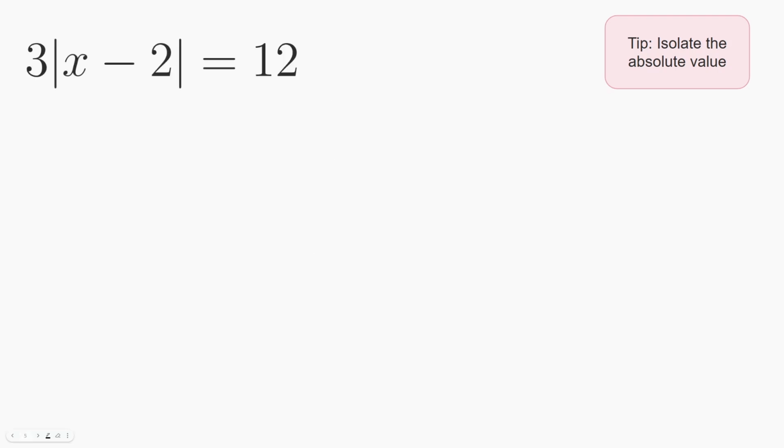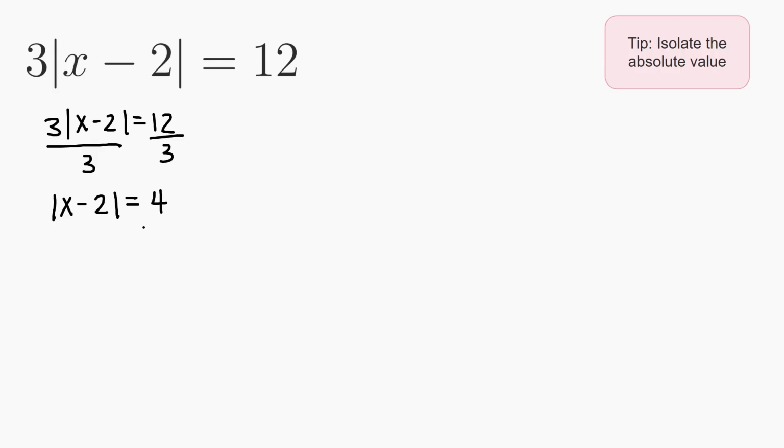For this equation, our first step is to isolate the absolute value again. We get 3 times the absolute value of x minus 2 equals 12. We divide both sides by 3. And we get the absolute value of x minus 2 is equal to 4. Again, x minus 2 could equal -4, or x minus 2 could equal 4 to give us 4, so we know we have to do both.